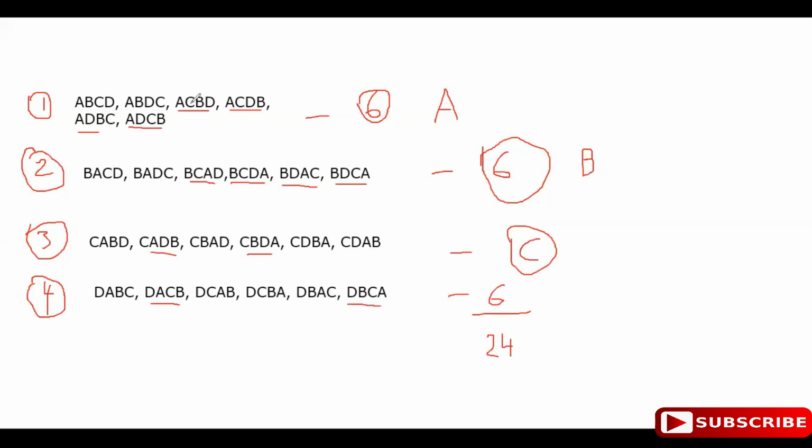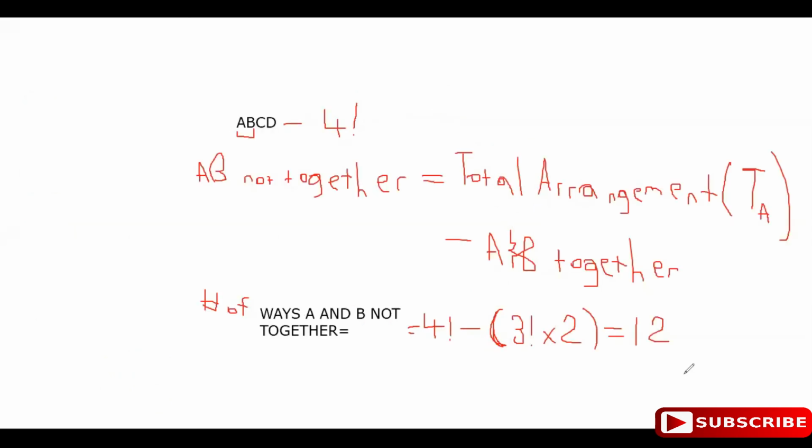Now adding this is 1 plus 2 plus 3 plus 4, 5, 6, 7, 8, 9, 10, 11, 12. So the total number of ways AB is not together is 12. Now look at it, that's the same 12 we got right here. Now AB not together is just a simple formula. It is the total arrangements, which would be 4 factorial, minus the AB being together.